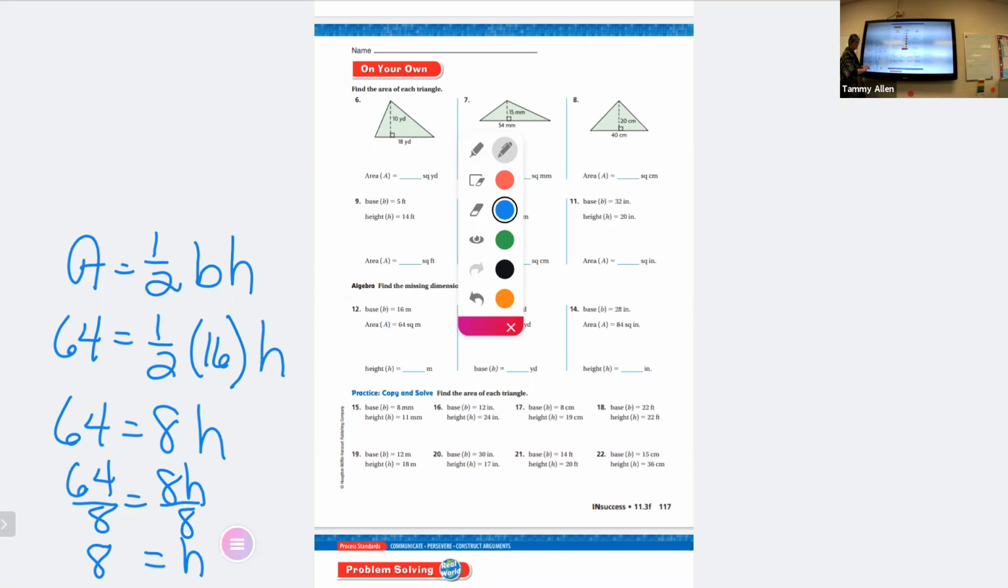I'm hearing two different answers. Meters or square meters? Is it the area? No. Just meters. All right, so let's go back and look at this. If we put in 8 here, what's half of 16? Is 8 times 8 64? Okay, then we solved it correctly. Does that make sense?